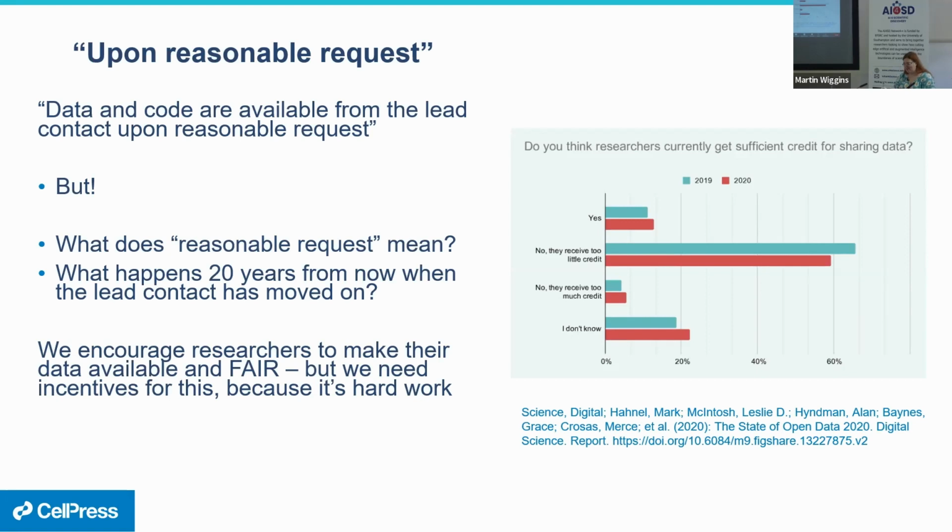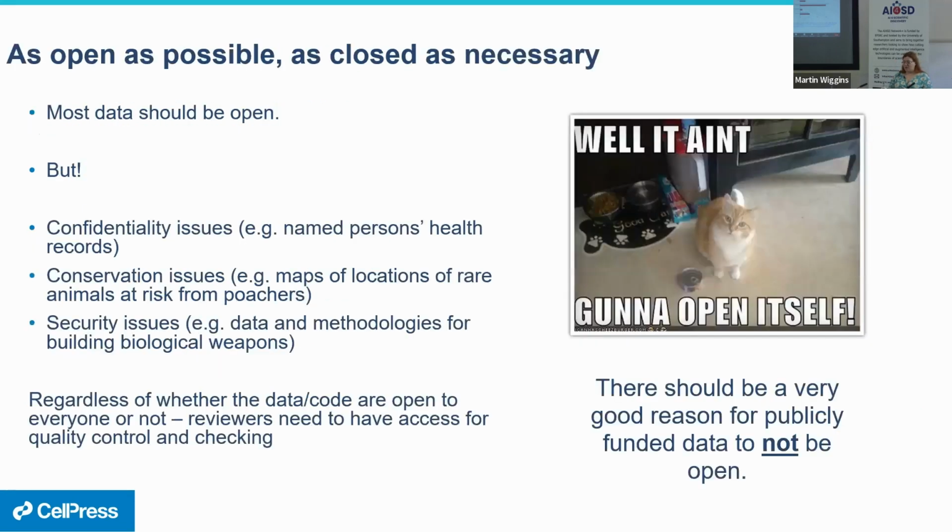So we definitely encourage researchers to make their data available and FAIR: findable, accessible, interoperable, and reusable, while acknowledging that it is really hard work for people to do this, and really hard work to do data visualization as well. So, as open as possible, as closed as necessary. This is the same with data visualizations too. Some data can't be made open to everybody because of confidentiality issues, conservation issues, security issues, all sorts of fun stuff like that.